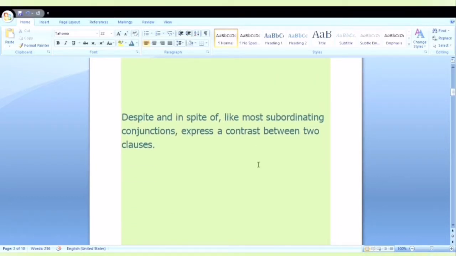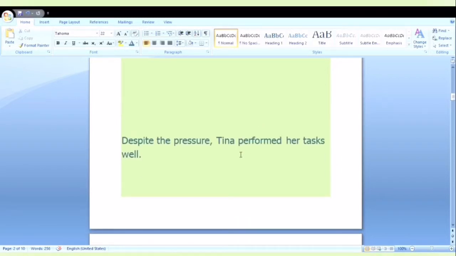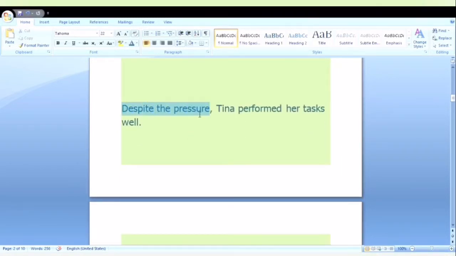Now, despite and in spite of, like most subordinating conjunctions, express a contrast between two clauses. Let's take this example. Despite the pressure, Tina performed her tasks well. So these are two clauses, and despite expresses a contrast between two ideas, the pressure and Tina performing her tasks well.